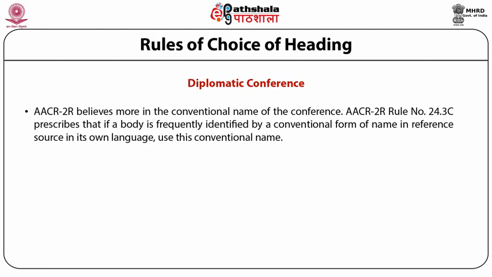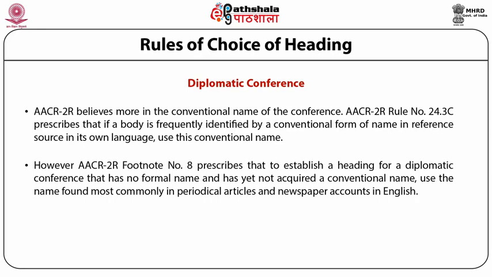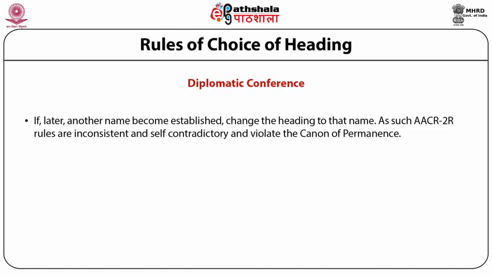AACR2R believes more in the conventional name of the conference. AACR2R Rule Number 24.3C prescribes that if a body is frequently identified by a conventional form of name in reference sources in its own language, use this conventional name. However, AACR2R footnote number 8 prescribes that to establish a heading for a diplomatic conference that has no formal name and has not yet acquired a conventional name, use the name found most commonly in periodical articles and newspaper accounts in English. If later another name becomes established, change the heading to that name. As such, AACR2R rules are inconsistent and self-contradictory and violate the canon of permanence.